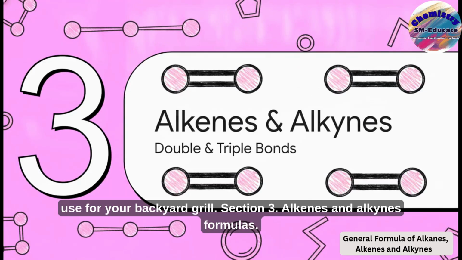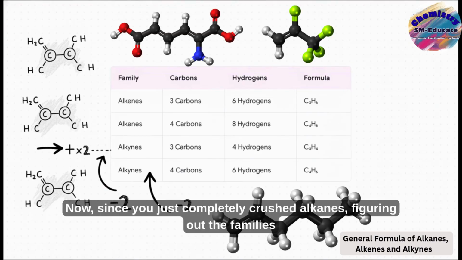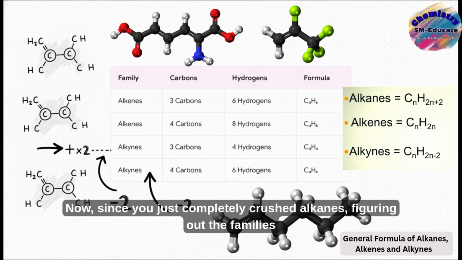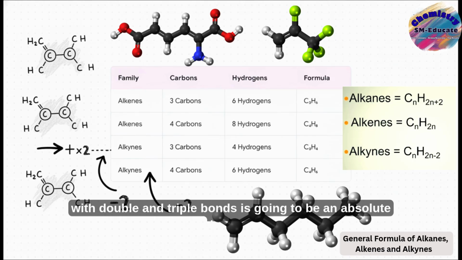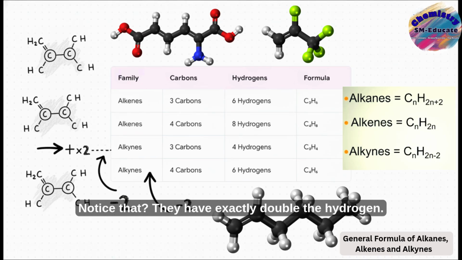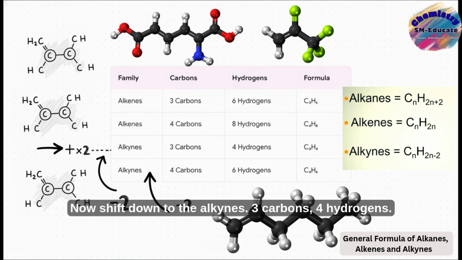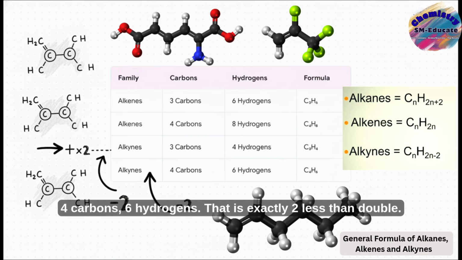Section 3. Alkenes and Alkynes formulas. Now, since you just completely crushed alkanes, figuring out the families with double and triple bonds is going to be an absolute breeze. Let's guide ourselves through this. Look at the alkenes first. 3 carbons, 6 hydrogens. 4 carbons, 8 hydrogens. Notice that? They have exactly double the hydrogen. Now shift down to the alkynes. 3 carbons, 4 hydrogens. 4 carbons, 6 hydrogens. That is exactly 2 less than double.